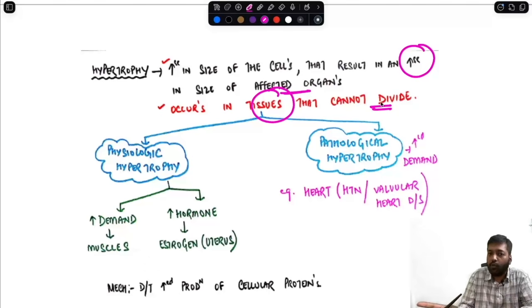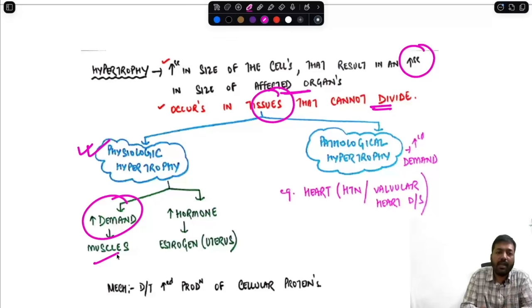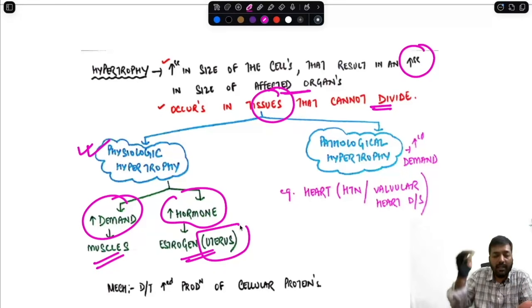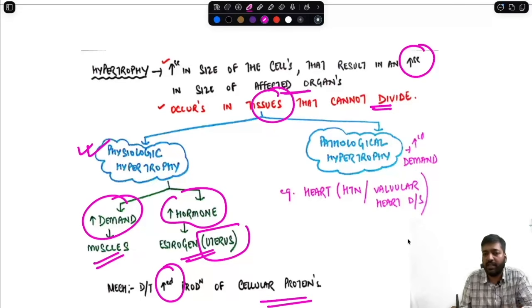Now hypertrophy is of two types. One is physiological hypertrophy, for example secondary to increased demand in the muscles, or secondary to increased hormonal secretion, for example the estrogen which is released during pregnancy, which leads to hypertrophy of the uterus. So what is the basic mechanism of physiologic hypertrophy? Due to an increased production of cellular proteins.